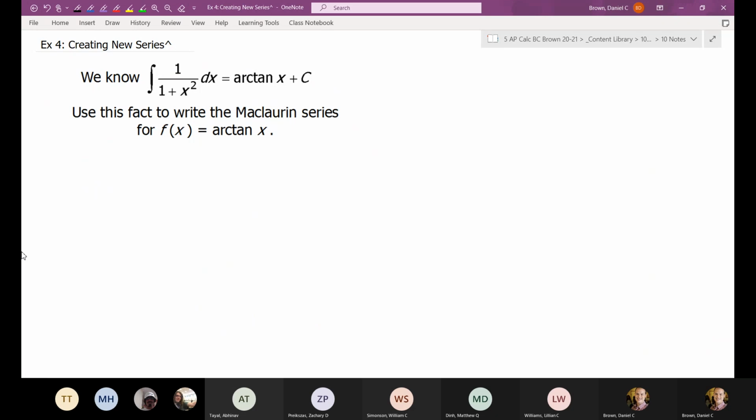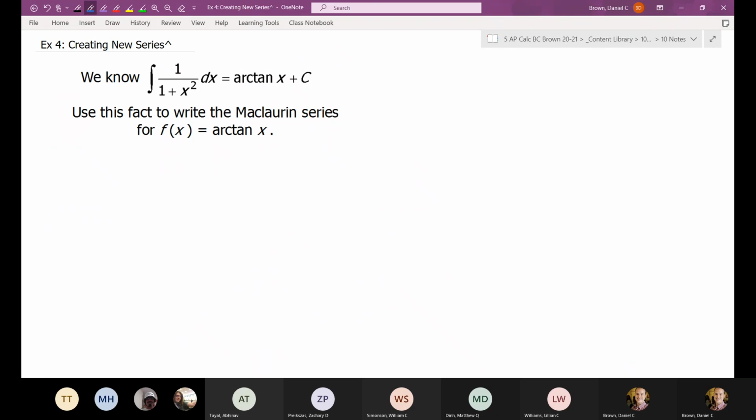So the thinking goes, if you're asked to find a Maclaurin series for arctangent, it's complicated, its derivative gets gross pretty quickly. But we know that 1 over 1 plus x squared is related to arctangent. We don't really know what 1 over 1 plus x squared is, but we do have a memorized series that looks close to that one. Which series looks closest to 1 over 1 plus x squared?